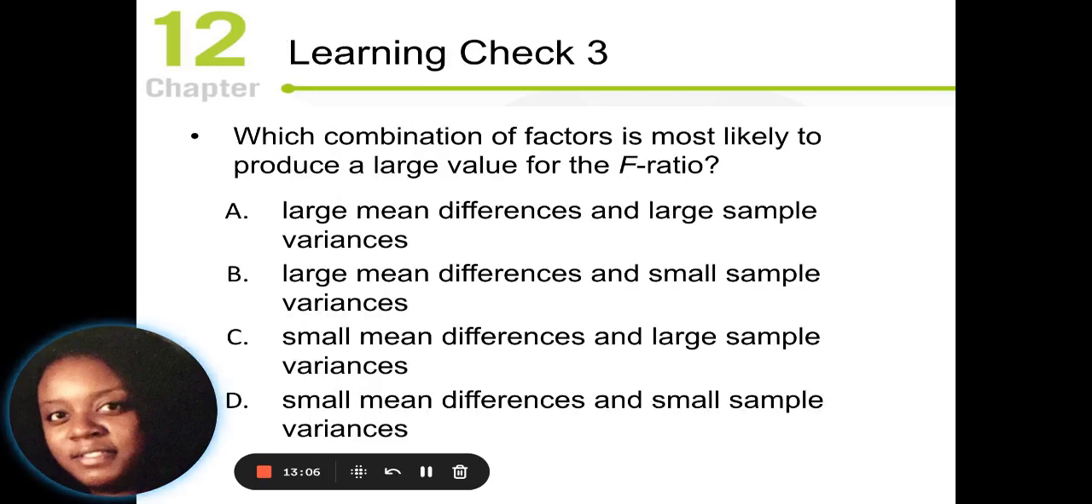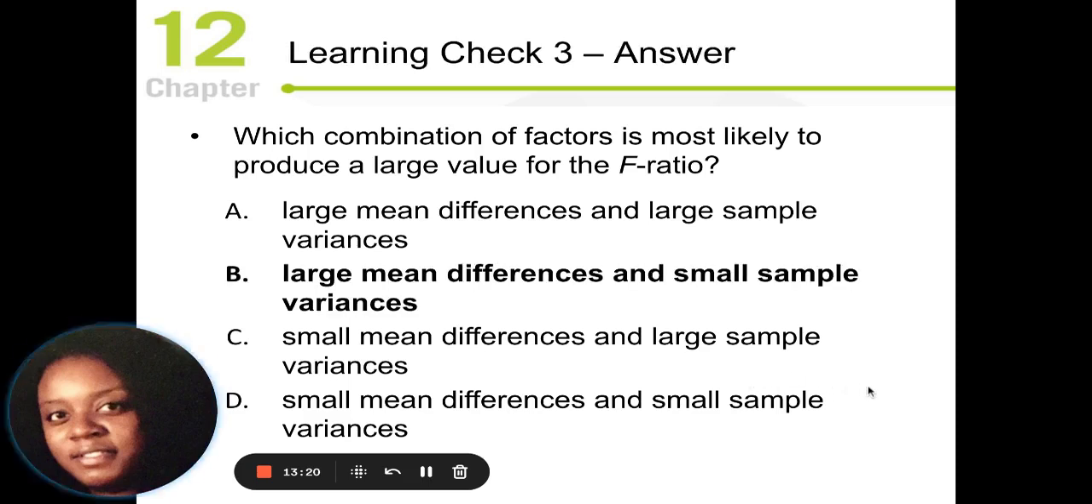So here's another learning check. Which combination of factors is most likely to produce a large value for the F ratio? I'll give you a few moments to think about that. And the correct answer is going to be B, a large mean difference and a small sample variance.